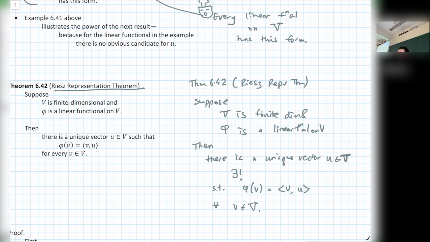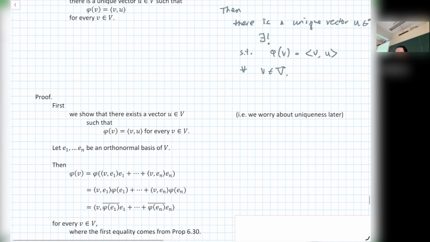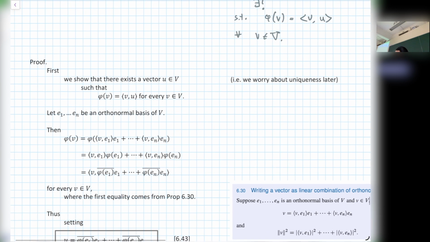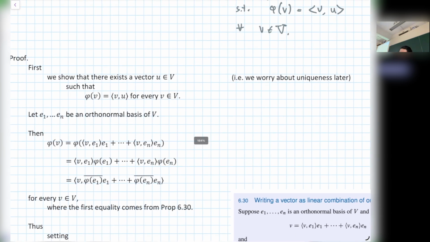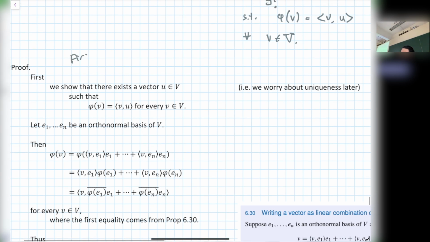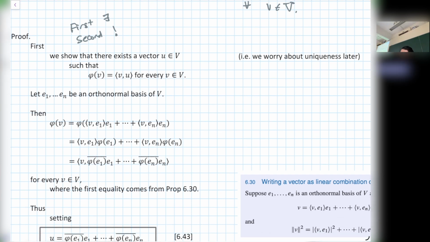Okay, is it clear? Fantastic. Now let's see how to prove this. We'll spend a little bit of time on this because this is important. The strategy is, first we show existence, and then in the second step, we'll show uniqueness.